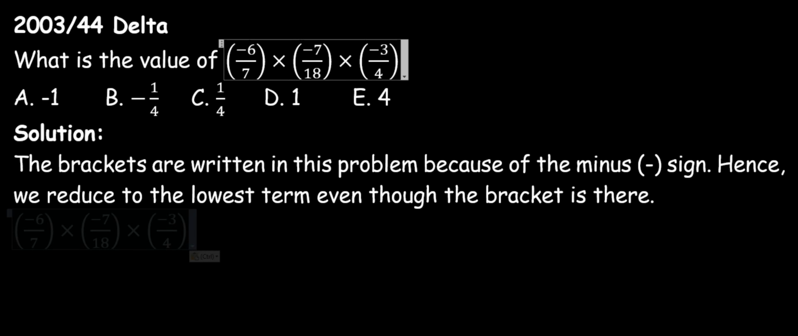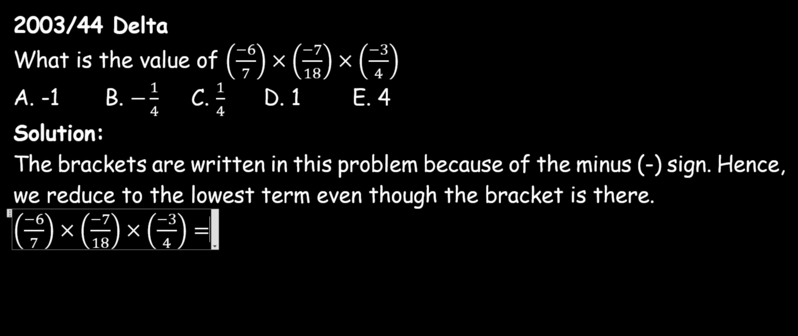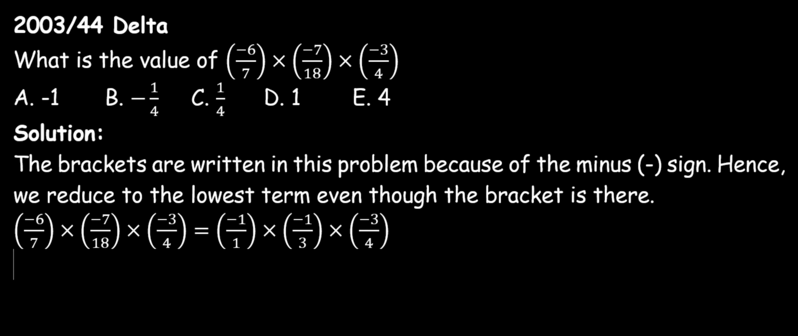Our given problem will be equal to minus 1 over 1 times minus 1 over 3 times minus 3 over 4. What just happened here? 6 reduces 18 to 3 and 7 cancels out with the other 7. Now, our 3 can also cancel out. But let's first look at what happened with the minus sign. Recall that minus times minus is equal to plus.